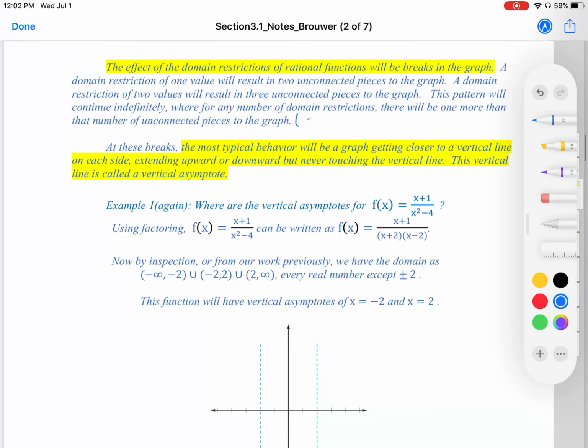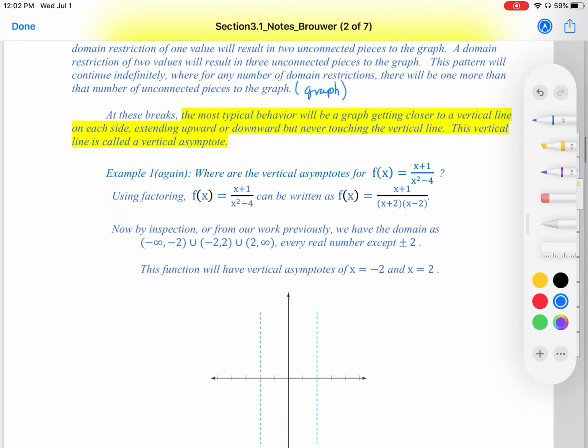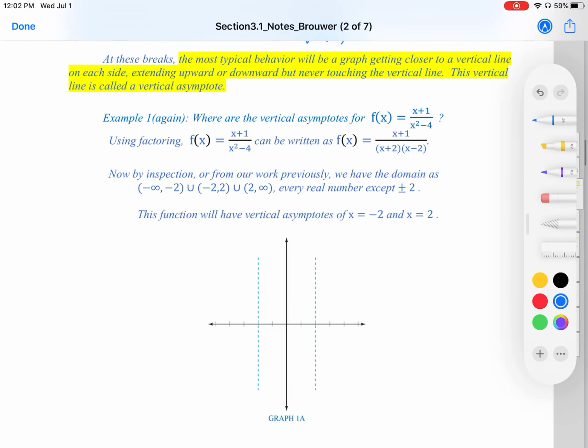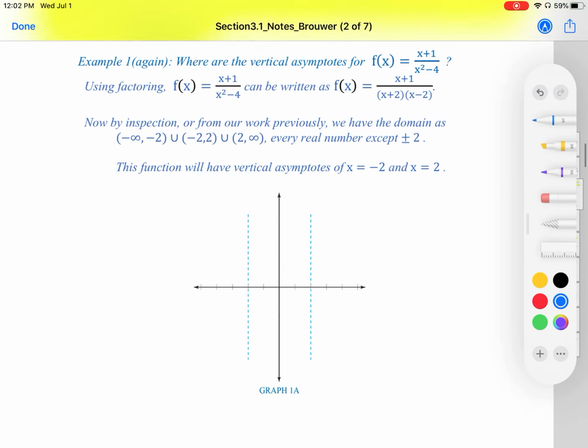It's probably easier to see when you graph it. At these breaks, the most typical behavior will be the graph getting close to a vertical line on each side, extending upward or downward but never touching the vertical line. This vertical line is called a vertical asymptote. So let's do these problems again. Example 1. What are the vertical asymptotes of f of x equals (x plus 1) over (x squared minus 4)?